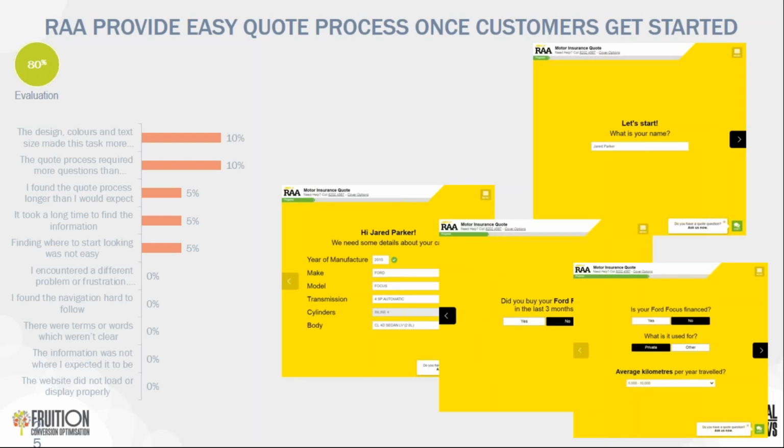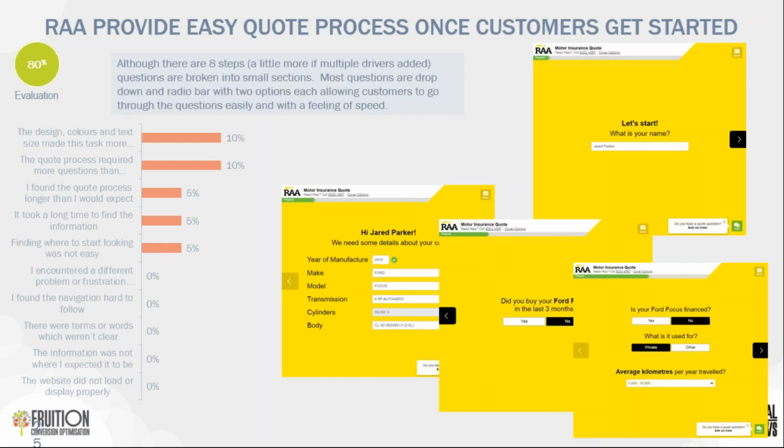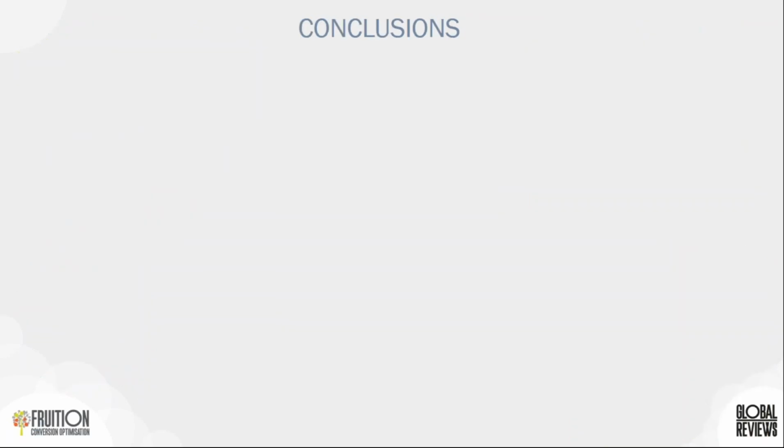So the proportion of people who said that they had a problem when they completed this task is very, very low. So although there are 8 steps, a little more if multiple drivers are added, questions are broken into small sections. Most questions are dropdowns or radio buttons with 2 options, each allowing customers to go through the questions easily with a feeling of speed. Most claimed that they didn't encounter a problem during the process.